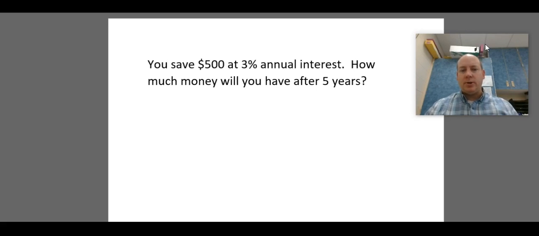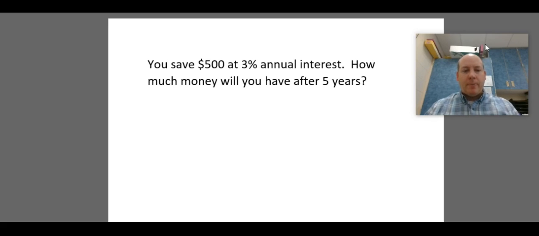Okay, so interest you'll see when you save money, and when you borrow money. A lot of people, when they buy a house, for example, have to take out a loan for that house, or maybe a car, so they have to pay interest, meaning they have to pay a little bit extra in addition to the money that they borrowed. So we're going to look at a couple ways to calculate interest.